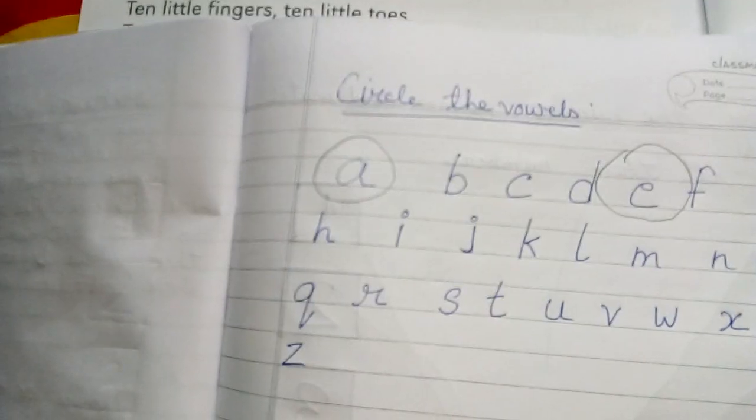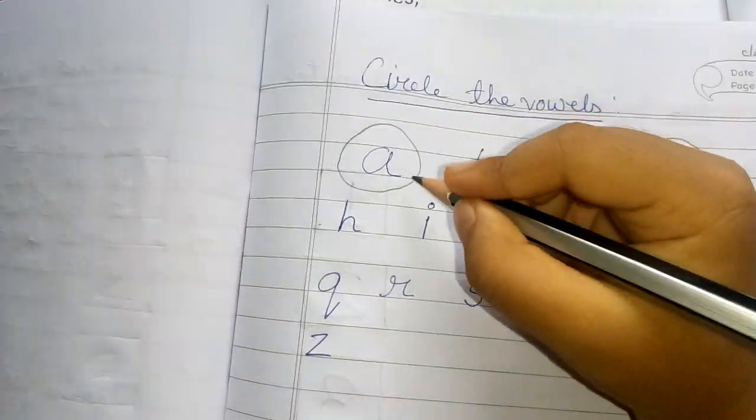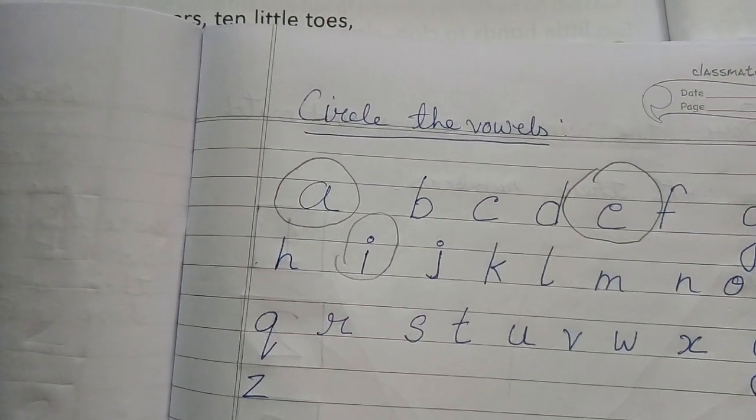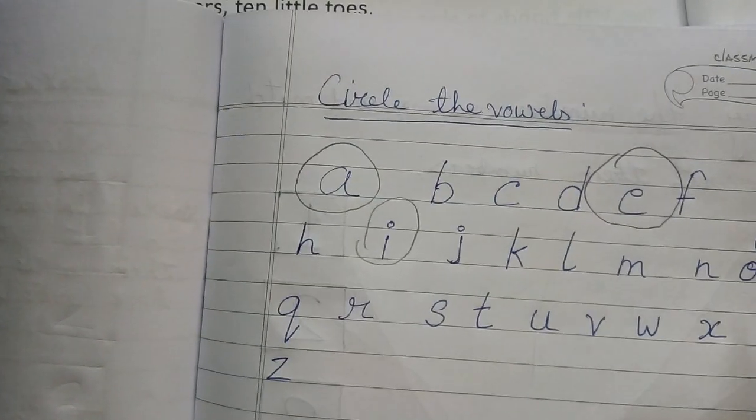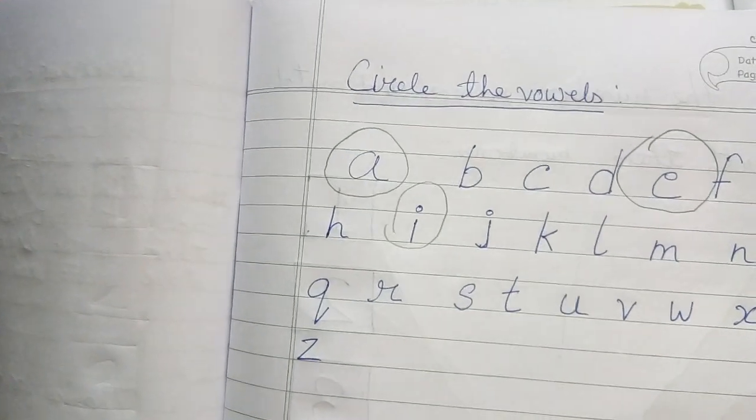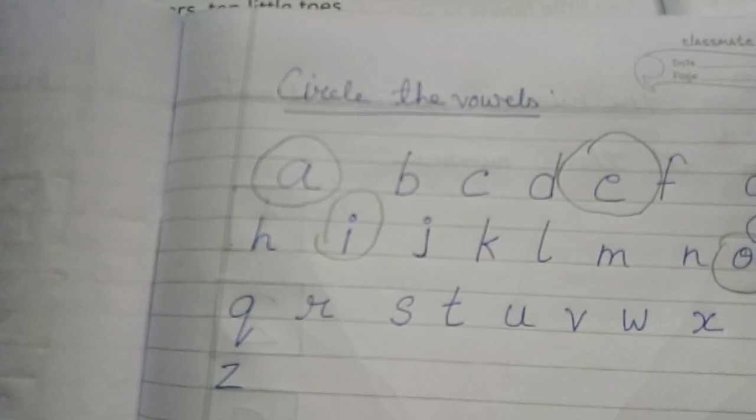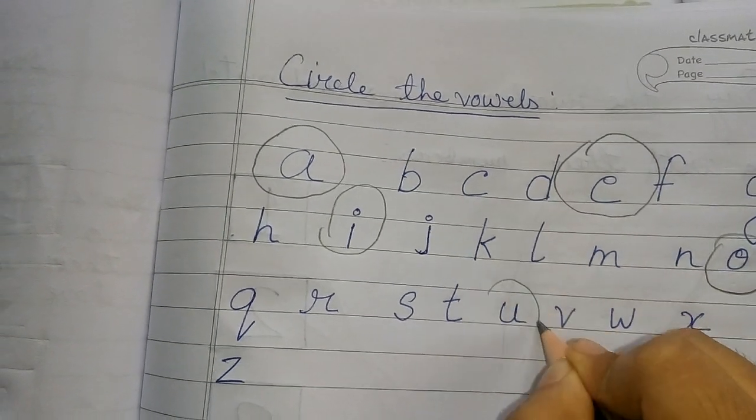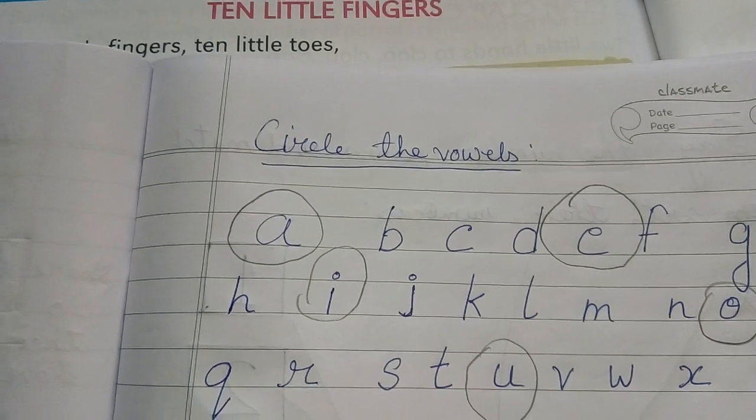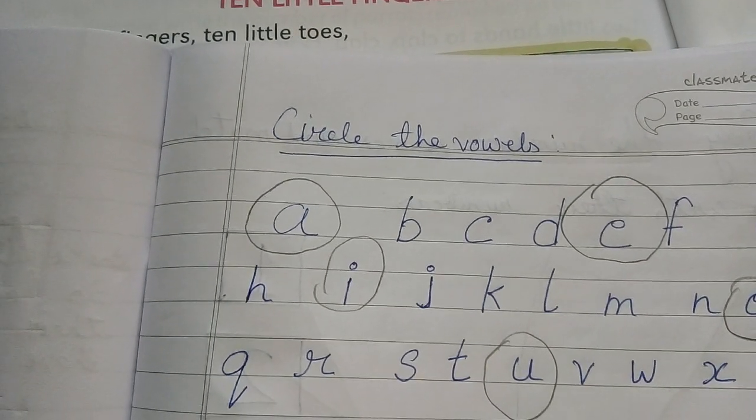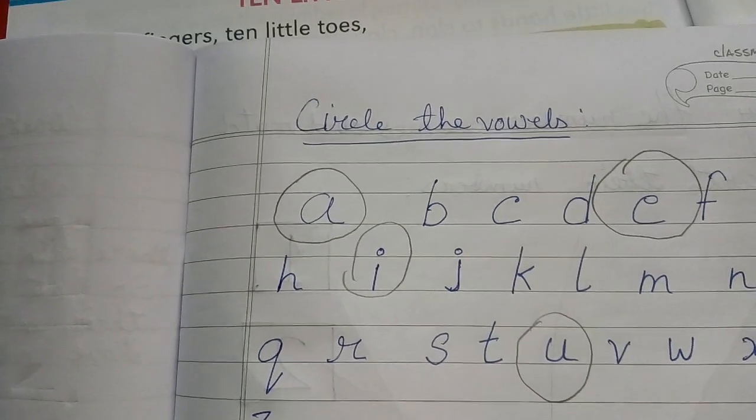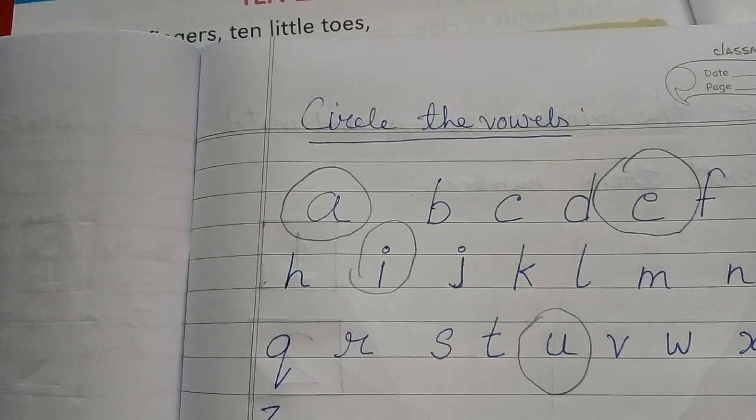Then A, E. Then I. Yes. I is here. Then A, E, I, then O. Yes. Then A, E, I, O, U. Yes. U is here. Very good. Then what are these? A, E, I, O, U. What are A, E, I, O, U? Vowels. Tell clearly. A, E, I, O, U are vowels.